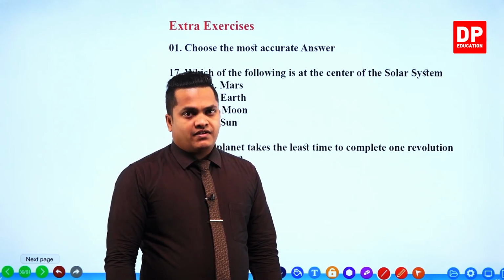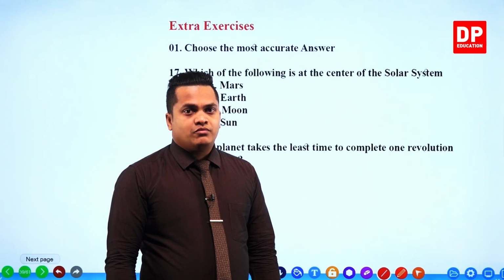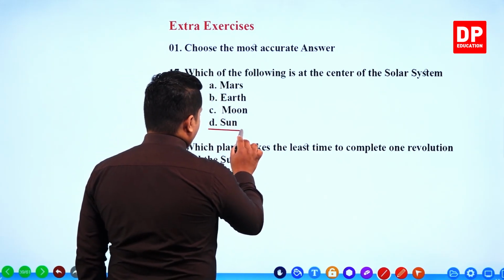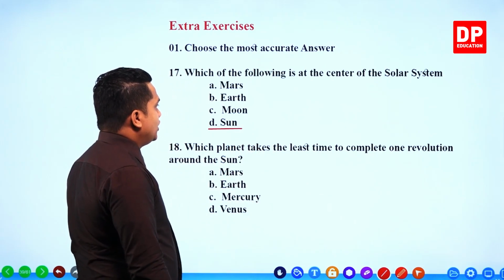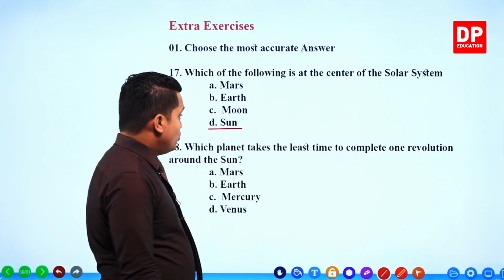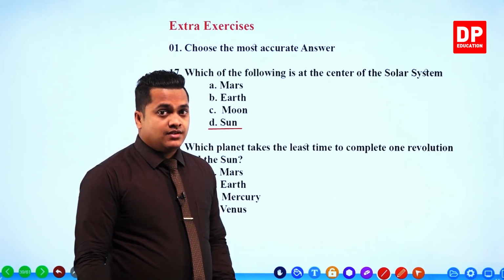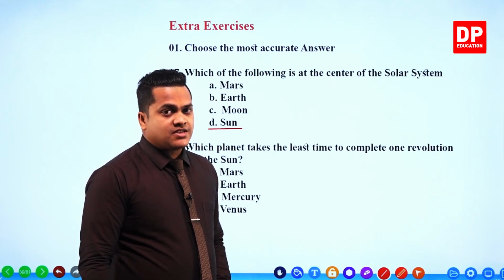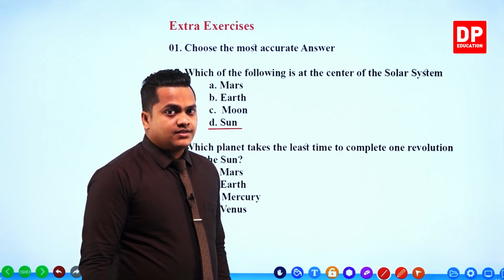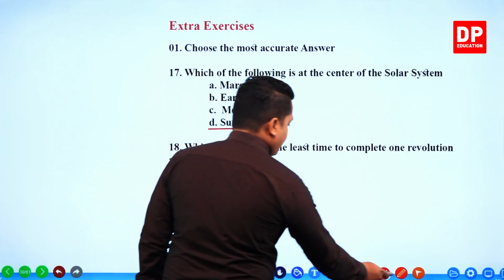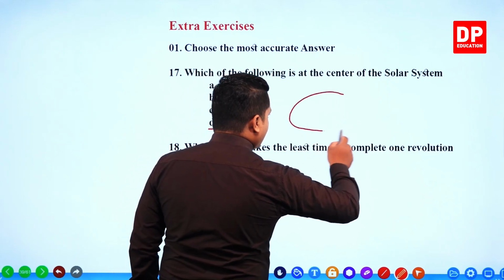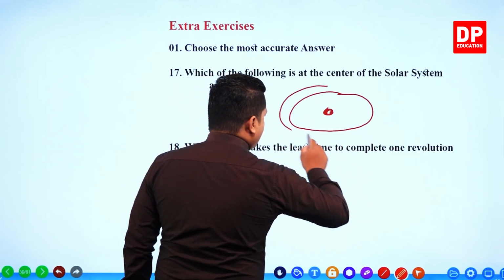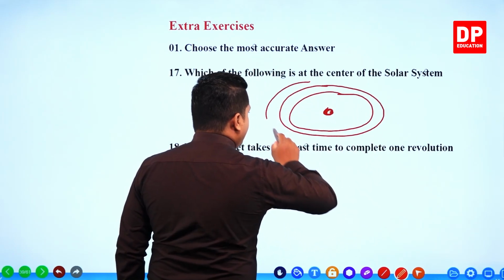So at the center of our solar system, my dear children, we can observe what? We can observe the sun. Right? Not the earth, not the moon, not Mars, but the sun. Okay? Sun is the center. So it's like this. Right? This is the sun. These are the orbits.